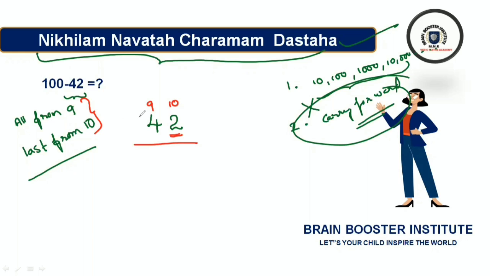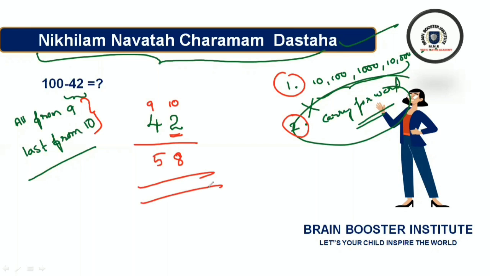If there are many digits also, you can subtract. For example, if there are 3-digit, 4-digit, 5-digit, 7-digit, 8-digit numbers also, you can do this. But this condition has to be applied here. Please kindly note this point. Now, please subtract, my dear teachers: 10 minus 2 is 8, and 9 minus 4 is 5.